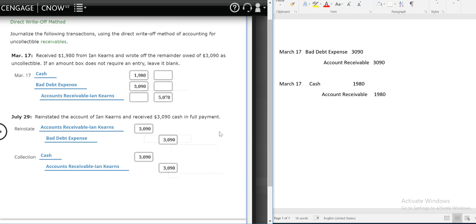If you have any questions, please let me know, and in the next couple of minutes I will try to do another one similar to this but using the allowance method.